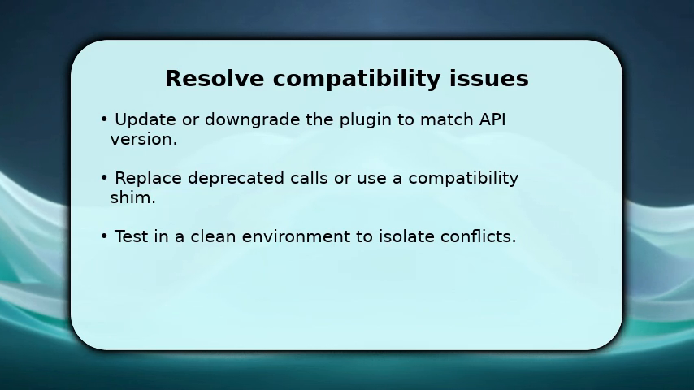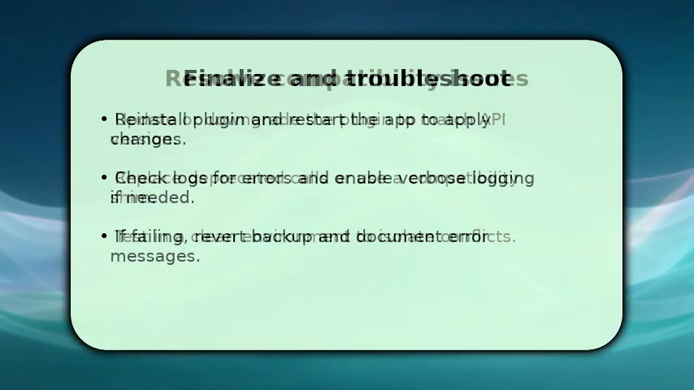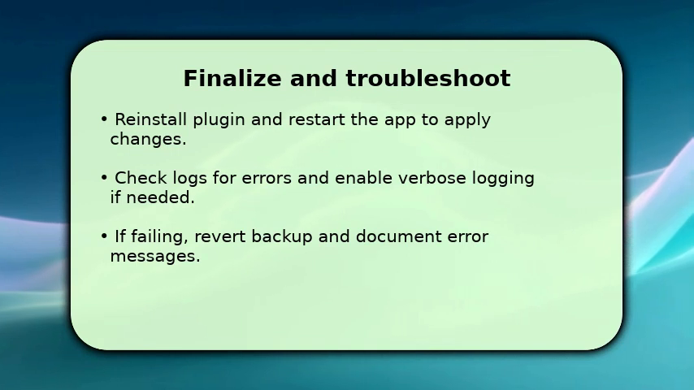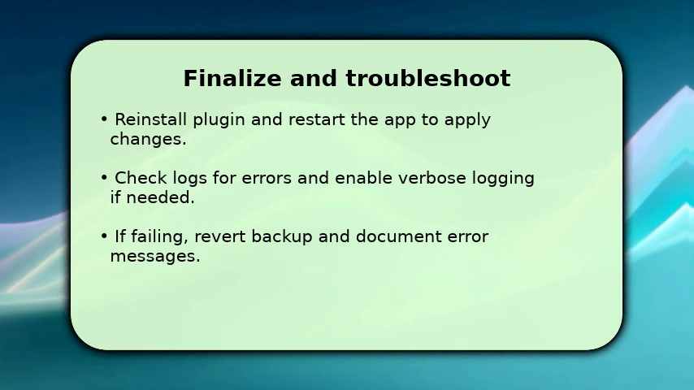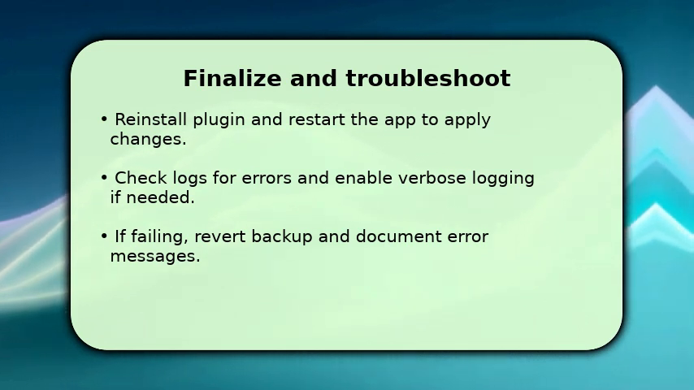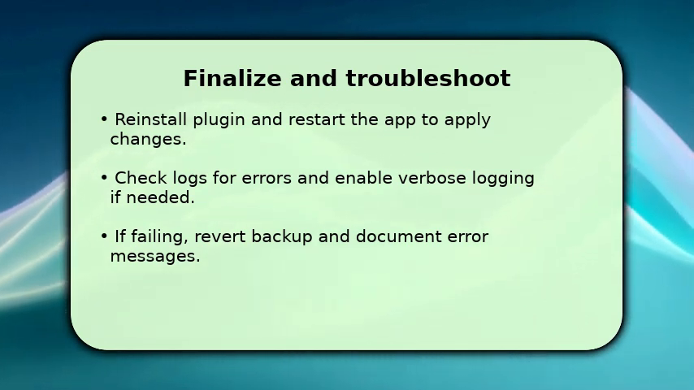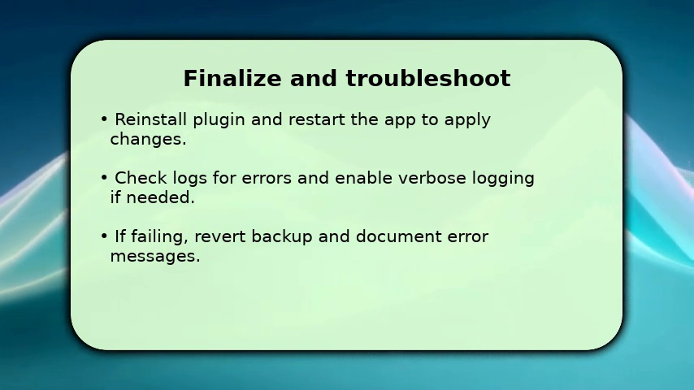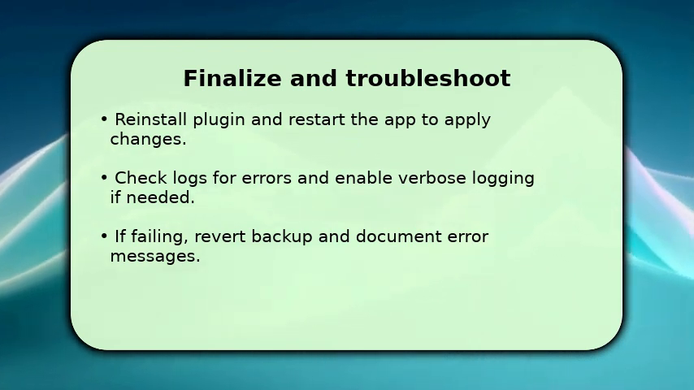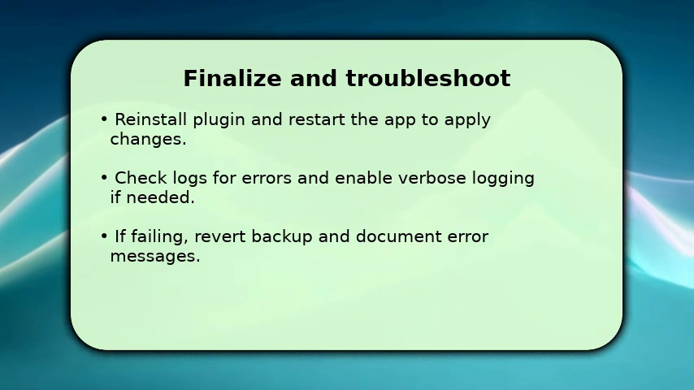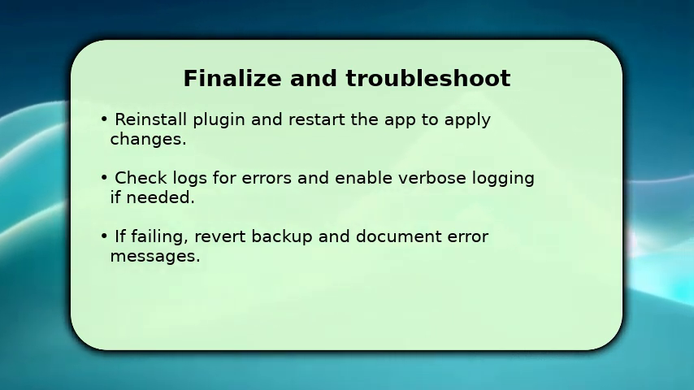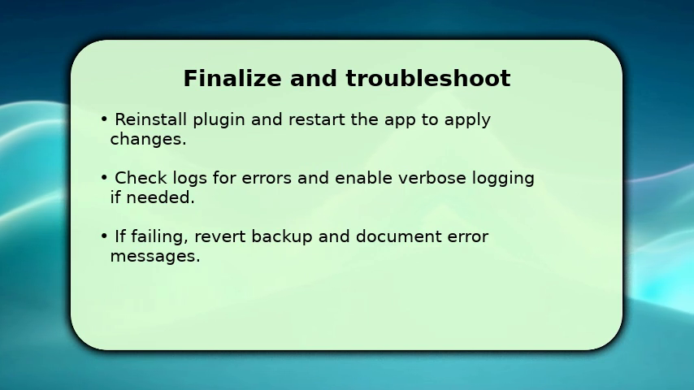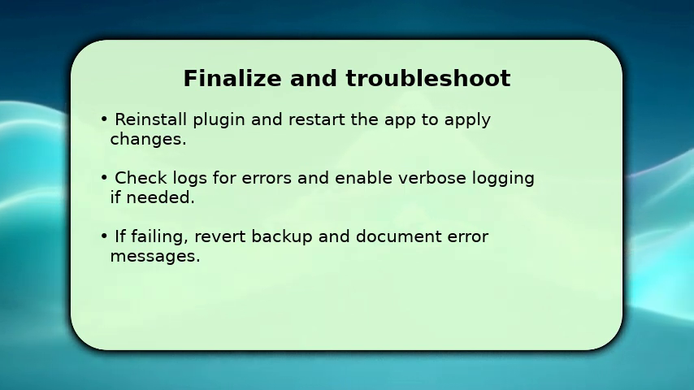Finish by reinstalling the corrected plugin and fully restarting the host so all components reload. Verify functionality and run through a common use case to confirm stability. If issues persist, enable verbose logging and inspect error entries for missing symbols or permission denials, which reveal the root cause. Make sure to keep your backup handy. If the fix breaks something, revert and document exact error text and steps you tried so you can seek targeted help.